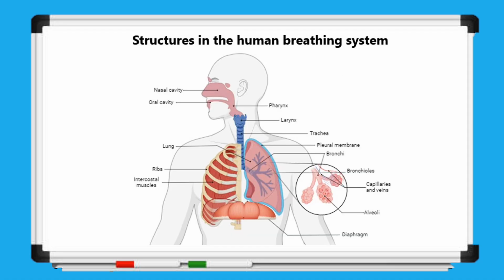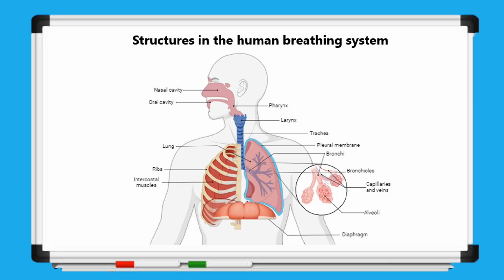So, before we begin studying these specific structures, let's take another look at the diagram. Here, you can easily identify all the important parts that make up the human breathing system. Earlier, we have already located these main structures of the human breathing system, which include nasal cavity, oral cavity, lungs, ribs, intercostal muscles, pharynx, larynx, trachea, pleural membrane, bronchi, bronchioles, capillaries and veins, alveoli, diaphragm. These are the overall organs and parts that work together to carry out the process of breathing.